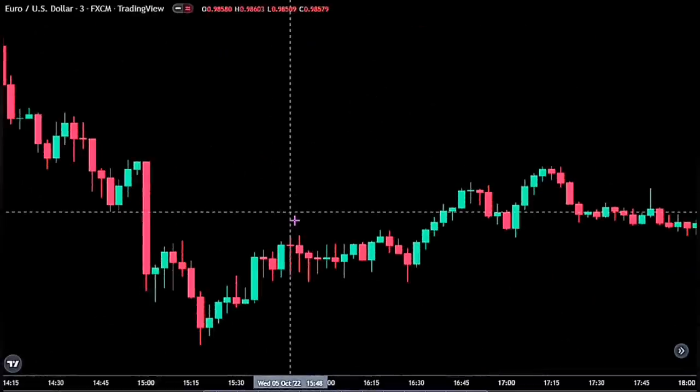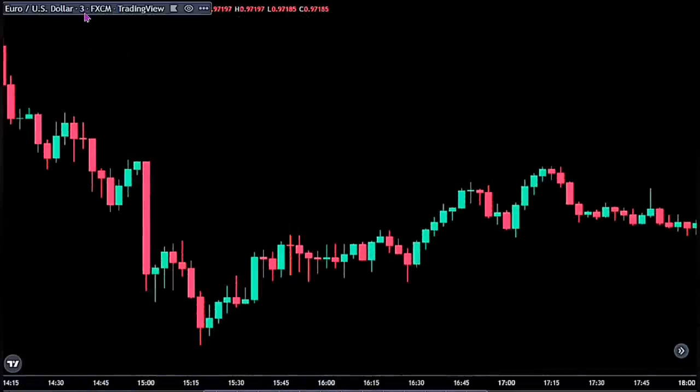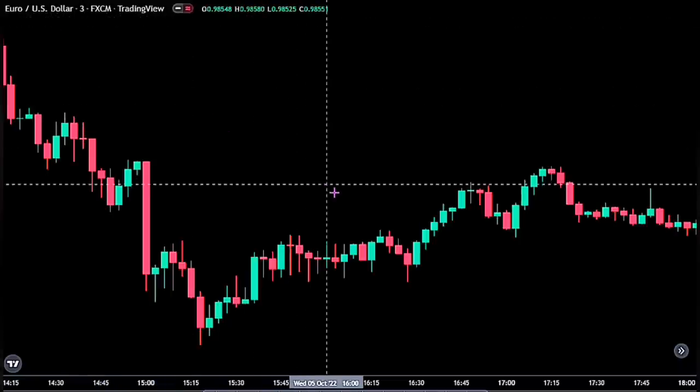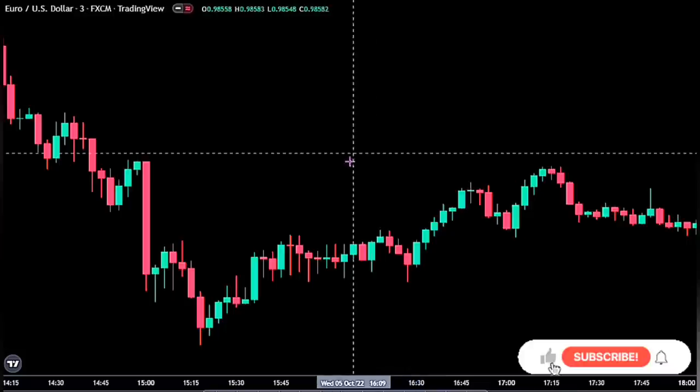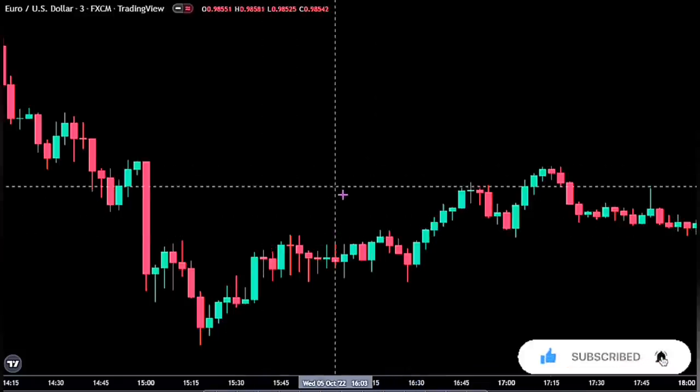Okay guys, for this strategy, we will be using the Euro United States dollar, and we are on the 3 minutes time frame. For this strategy, we will be using two amazing indicators to scalp the market like a pro. So let's quickly add the indicators to our chart to better understand the strategy.